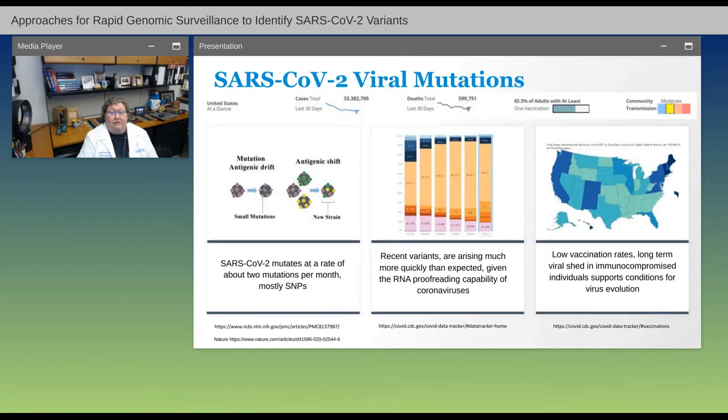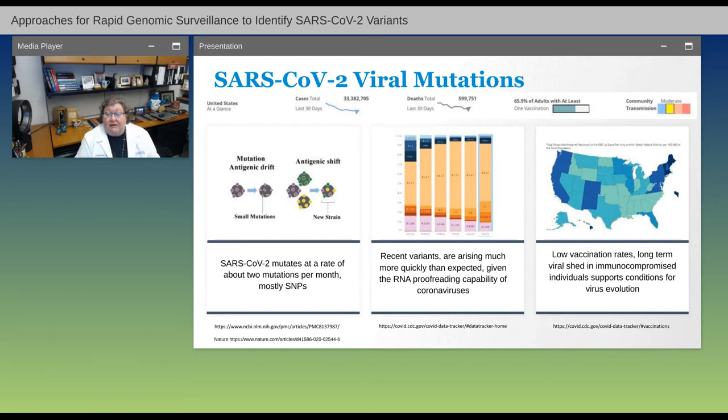Now, there's a lot of surveillance going on in the United States and around the globe for the viral mutations. In the United States, about 6 to 7% of the virus isolates are being sequenced. The virus mutates at a rate of about 2 mutations per month. They are mostly single nucleotide polymorphisms. The CDC puts out a bar graph that shows the recent variants and the changes in them. And so you can see here the B.1.1.7 that gained in popularity. These are available usually on the state and federal public health websites.